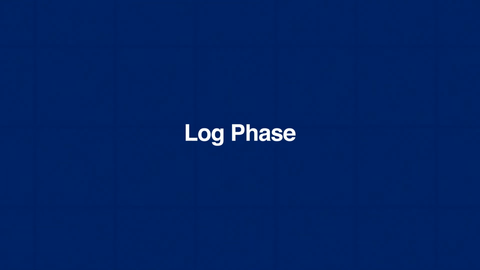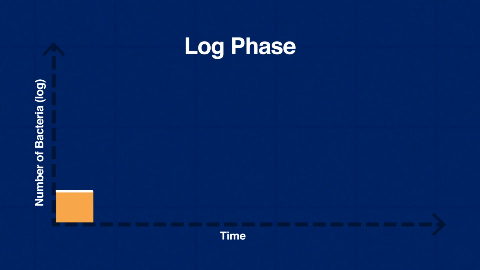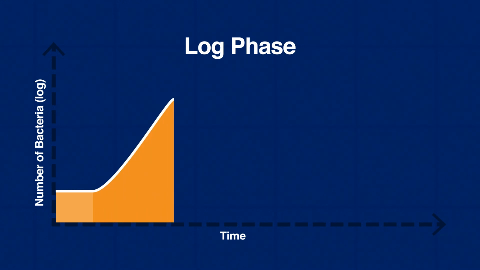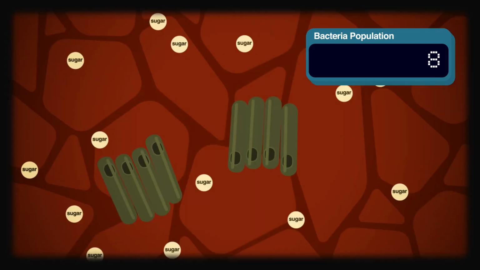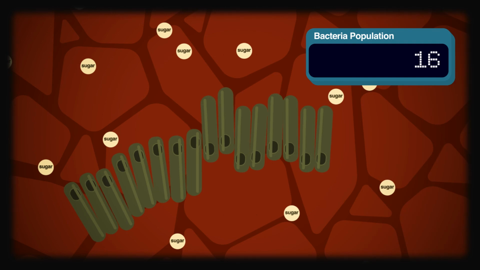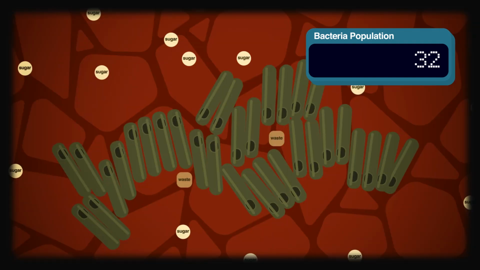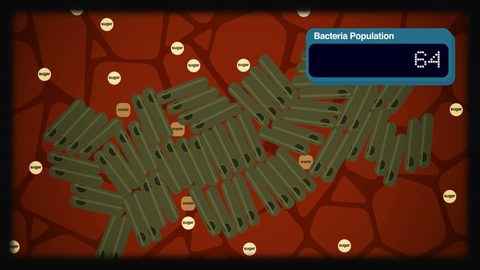Log phase. The log phase, also known as the exponential phase, means that there will be a steady increase in the total number of cells as the organisms rapidly divide. This division is called binary division in that one bacterial cell divides into two. These two produce 4, then 8, and so on. This type of increase is referred to as exponential growth.